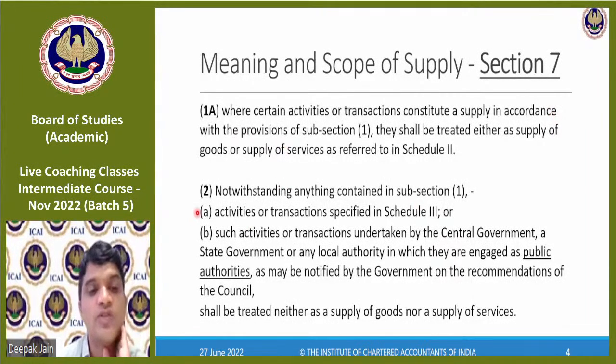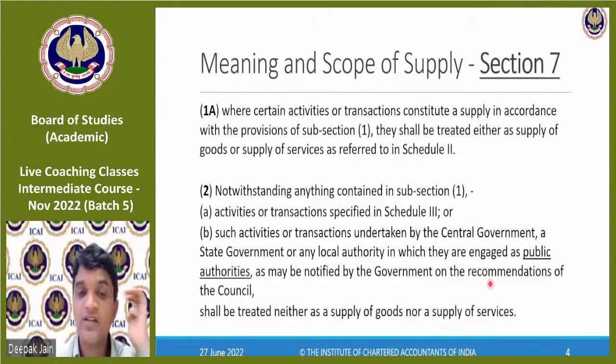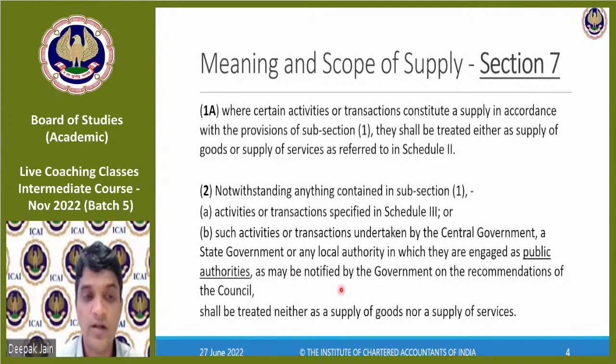Then 7(2) says, notwithstanding anything contained in subsection 1, activities or transactions specified in Schedule 3 or such activities or transactions undertaken by the central government or state government or local authority in which they are engaged as public authorities as may be notified by the government shall be treated neither as a supply of goods nor a supply of services.